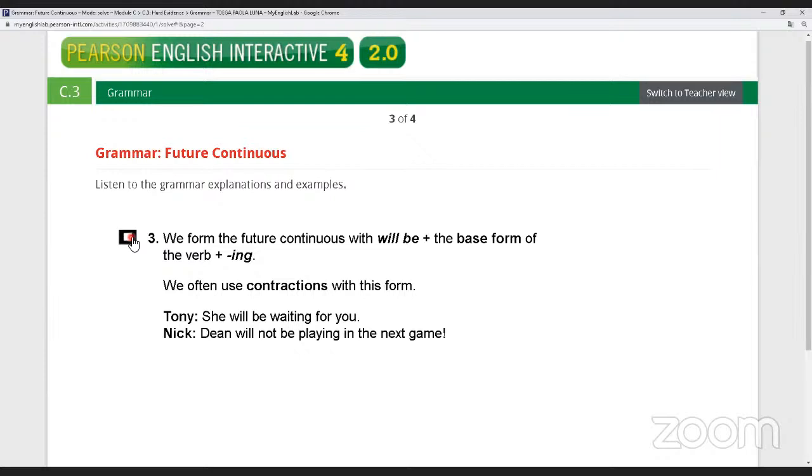We form the future continuous with will be plus the base form of the verb plus ing. We often use contractions with this form. She'll be waiting for. Dean won't be playing in the next game.